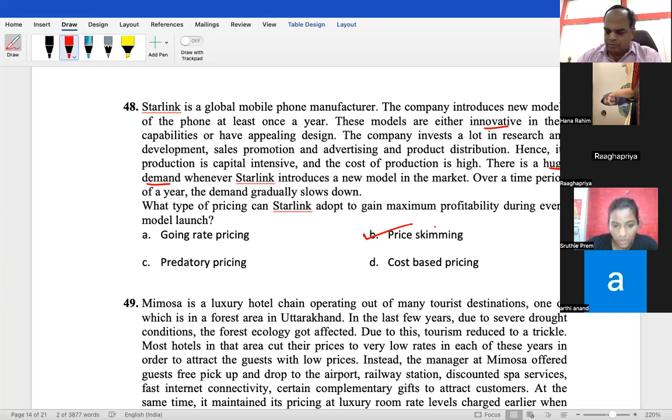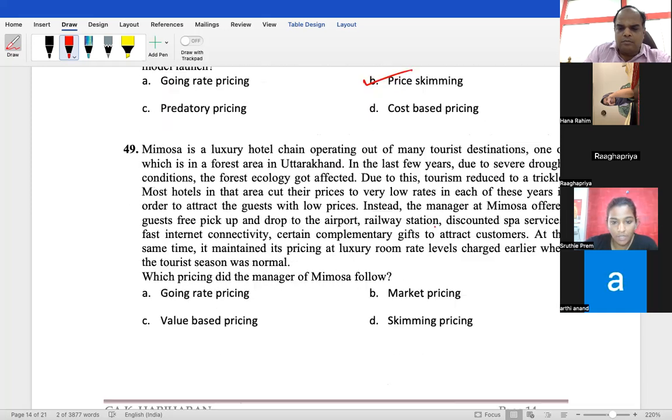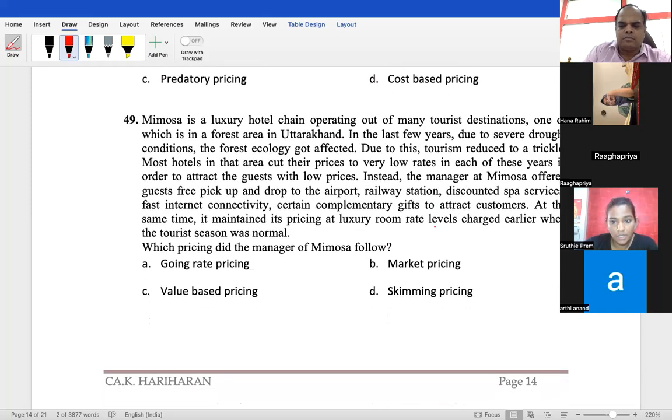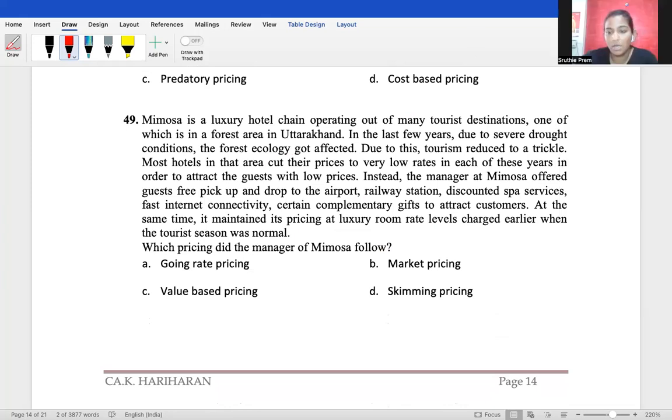Mimosa is a luxury hotel chain operating out of many tourist destinations, one of which is in a forest area in Uttarakhand. In the last few years, due to severe drought conditions, the forest ecology got affected. Due to this, tourism reduced to a trickle. Most hotels in that area cut their prices to very low rates in each of these years in order to attract guests with low prices. Instead, the manager at Mimosa offered guests free pickup and drop to the airport and railway station, discounted spa services, fast internet connectivity, and certain complimentary gifts to attract customers.